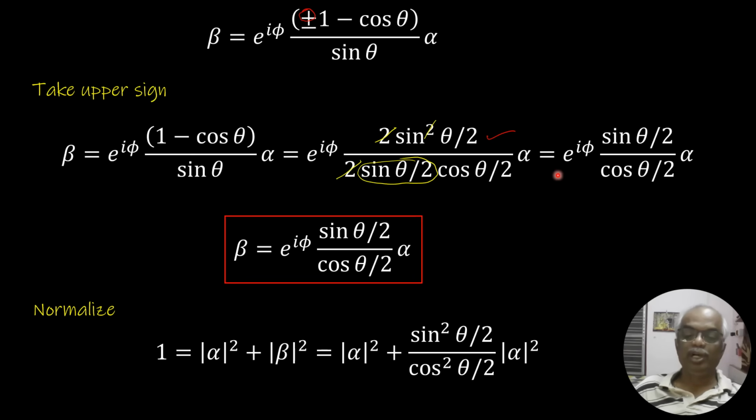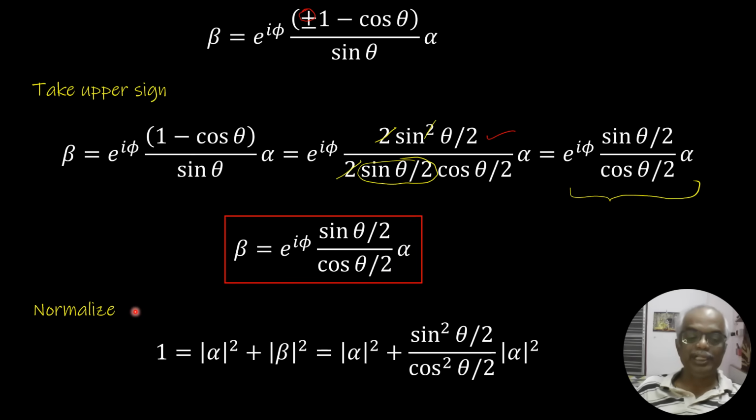Now you have e power plus i pi. Here in the numerator you have sin theta over 2, and of course you have alpha also, divided by, in the denominator, only cos theta over 2. This relation we are going to use later. So I am taking this as beta equal to e power i pi sin theta over 2 over cos theta over 2 alpha.